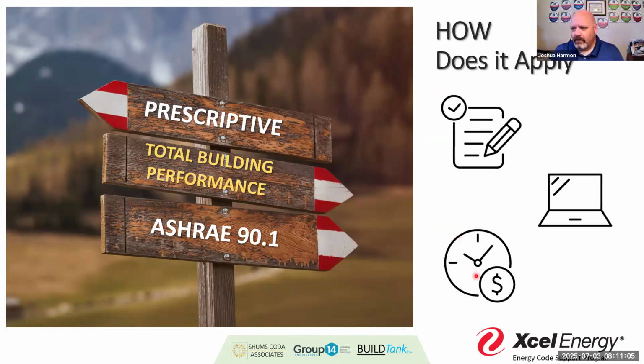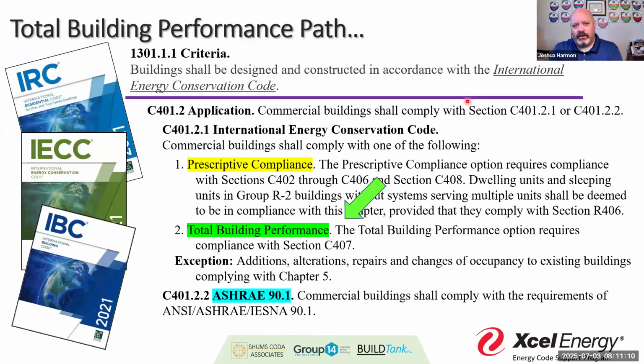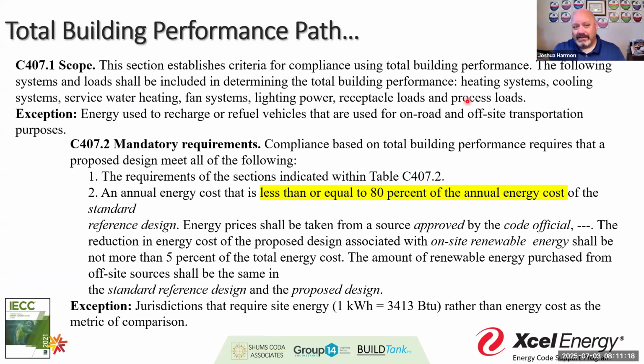But one of those things that, again, when we start talking about that is, prescriptive is follow the code. This is the straight linear approach to it. Performance ratings, like I said, is really going to drive us back to 407. And 407, whether we're talking residential or commercial, performance rating is really about how do we calculate energy use, energy consumption.